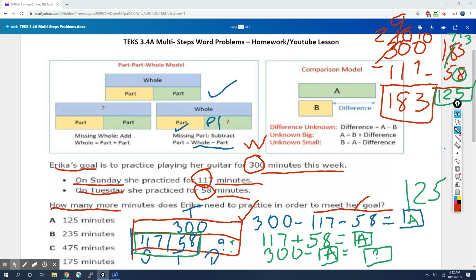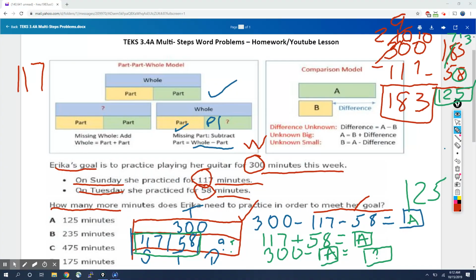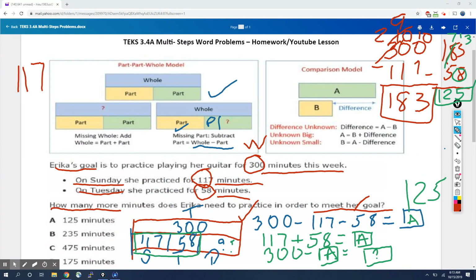I'm going to use the screen on the left right here. So we have 117. If you don't have space, just make room. 117 plus 58. If you have some space, just make it somewhere.